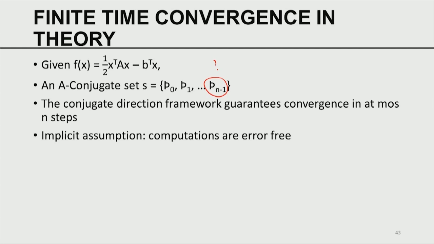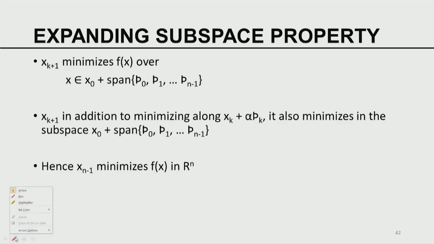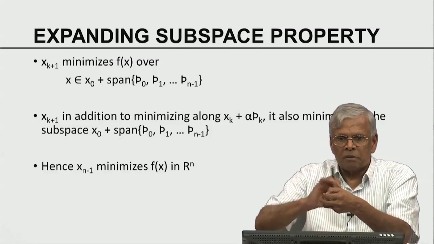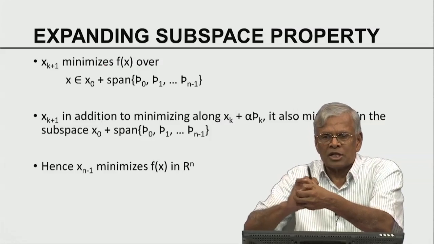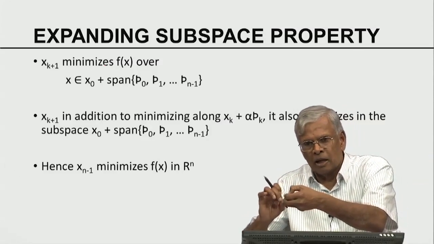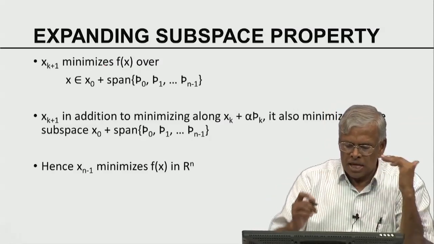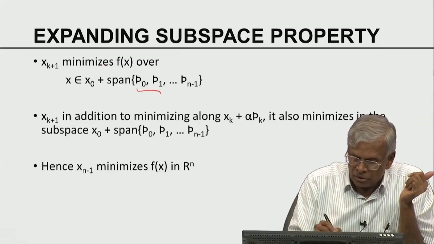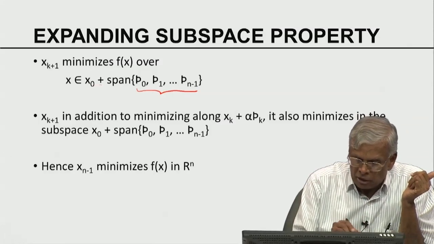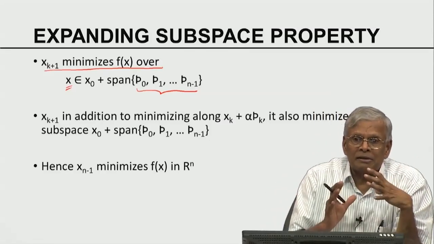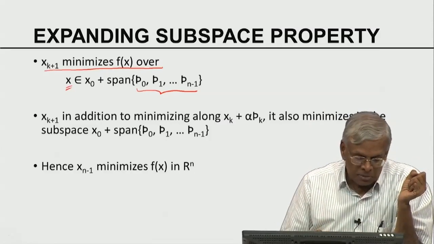So what is the basic idea? The basic idea is xk plus 1 minimizes over a subspace and the subspace is expanding. So x naught minimizes over p naught, x1 minimizes over the span of p naught and p1, x2 minimizes over p naught, p1, p2, and xk plus 1 minimizes over the span of p naught, p1, p2, up to pk. In this way, when I consider all the vectors p naught through pn minus 1 and their span, and x naught plus the span of it, the x that belongs to that minimizes f of x. So that is the fundamental relation that comes out of this expanding subspace property.